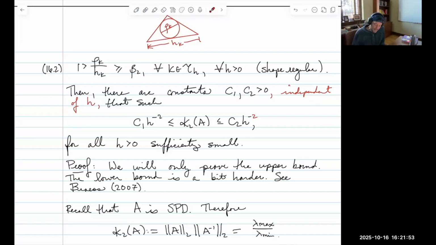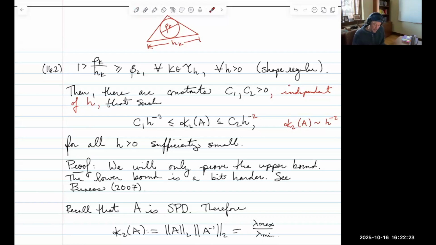Now, we're caught between two curves which blow up as H gets smaller and smaller, and which are of roughly asymptotically the same shape. So what we say in this case is that kappa 2, the 2-condition number of A, blows up like H to the minus 2 power. That's the notation that we use.